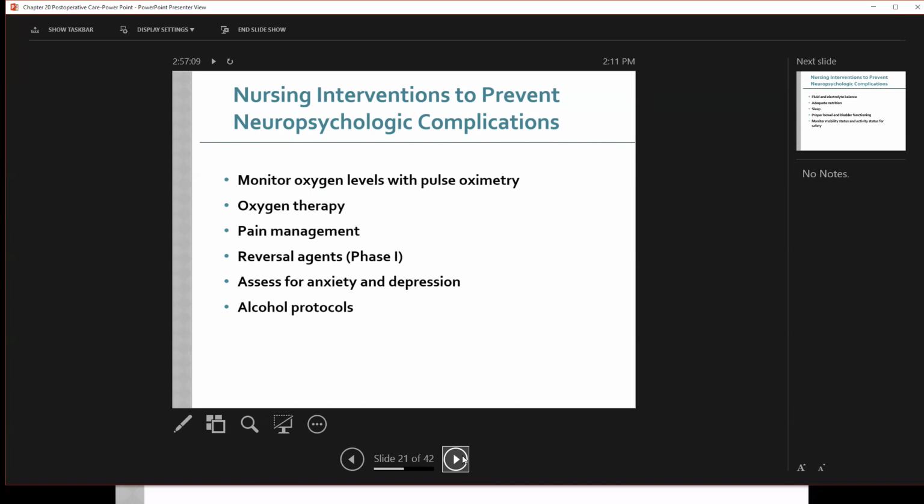Neuromuscular blocking agents will prevent voluntary muscle movement and contribute to anxiety and stress. Reversal agents can be given to reverse these effects. These should be administered in phase 1. Anxiety and depression may occur and correlate with an increased likelihood for complications. These responses may be part of grieving for a lost body part or altered body function or the loss of independence. Alcohol protocols may need to be initiated if withdrawal is suspected.